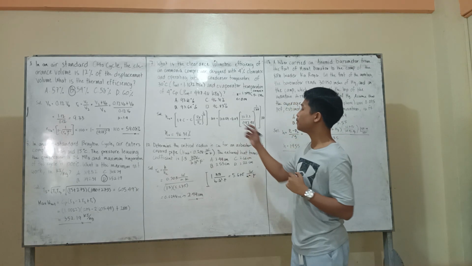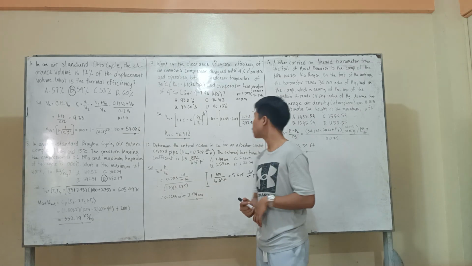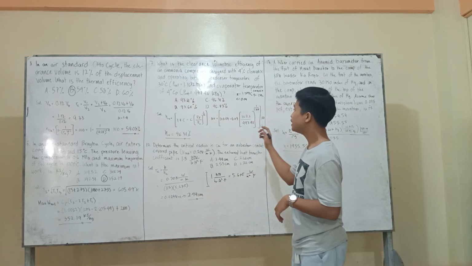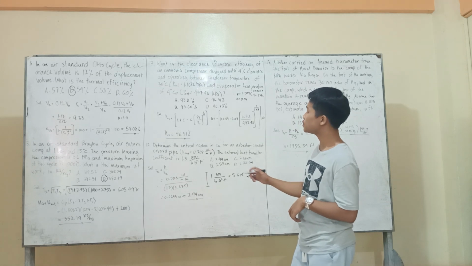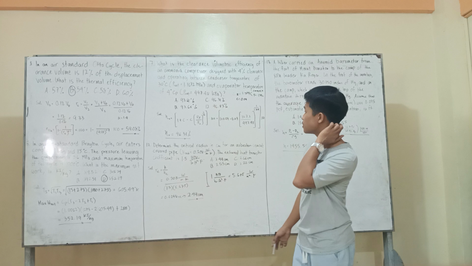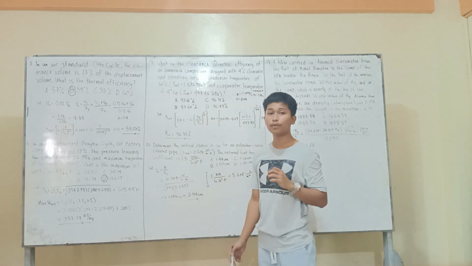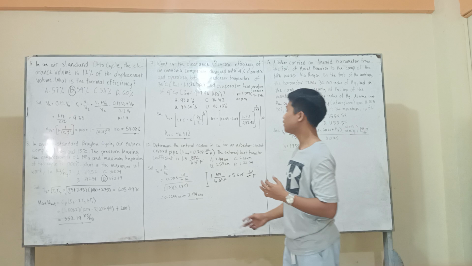So we have to evaluate those values. We have 1 plus 0.04 minus 0.04 times PD of 1167.2, which is the saturated pressure of the condenser. So we convert it into kilopascal.